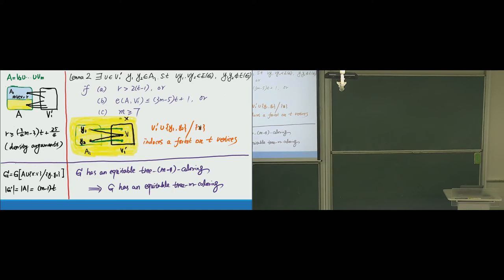So how to prove this for G prime? We can use our induction. This lemma is a critical lemma of our proof, and using this lemma, we can prove that G prime has an equitable 3m covering. Actually, we also do a similar argument and find another graph to prove this graph has an equitable 3m minus 2 covering. Okay. So this is the induction work. So this is the basic idea for our proof here.